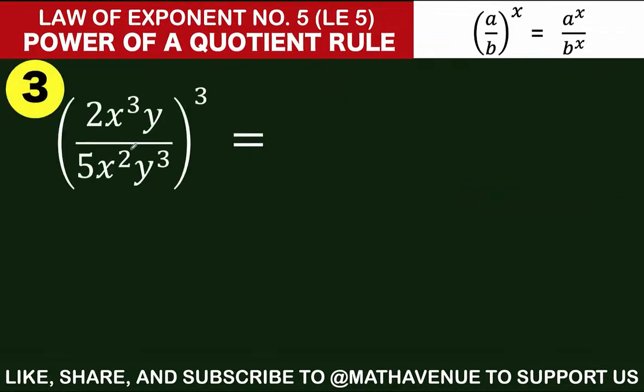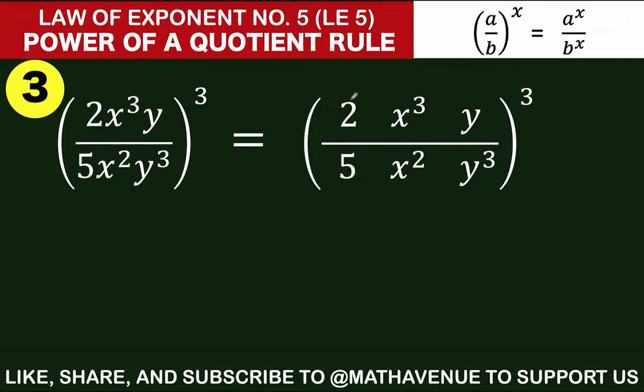Next problem. When you have this problem, 2x to the third y over 5x squared y to the third, all raised to the third, there could be two ways for you to do this. One is to apply immediately law of exponent number 5, but that is a longer method. The easier method is to simplify first the fraction by applying law of exponent number 2. It looks like this. Group together those factors that are constants and those with the same variables. Then simplify the expression inside this parenthesis, applying law of exponent number 2. So this looks like this.